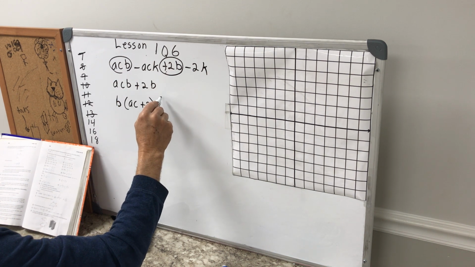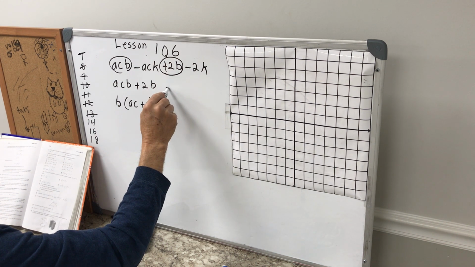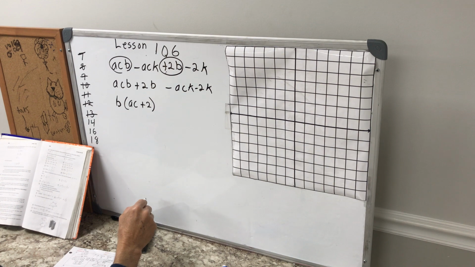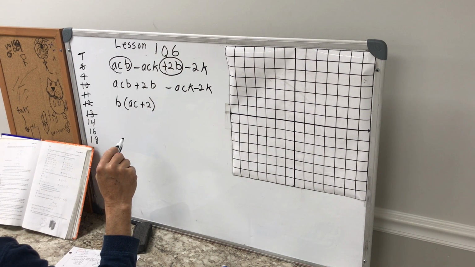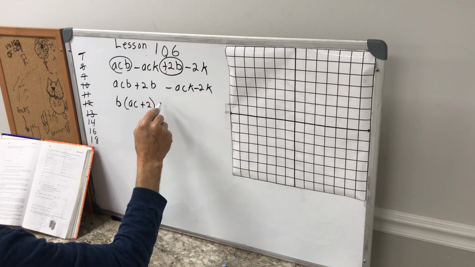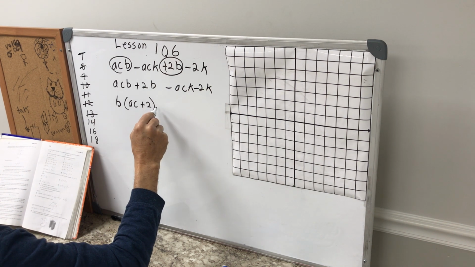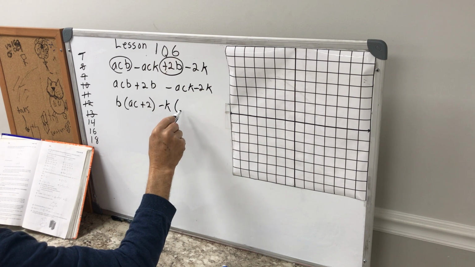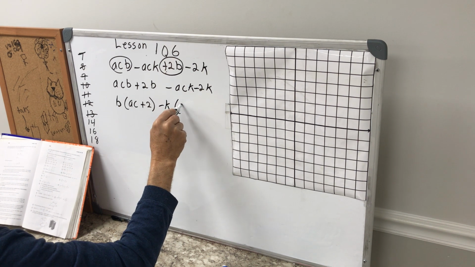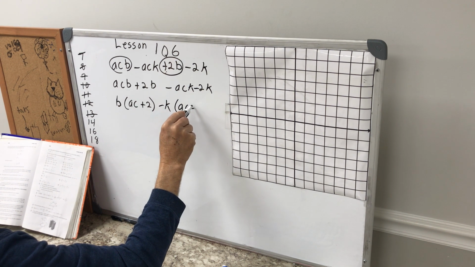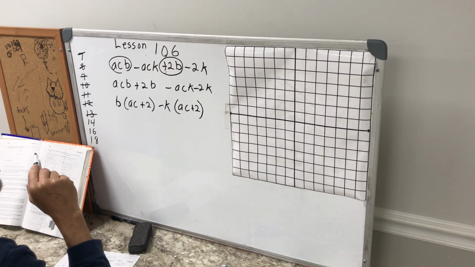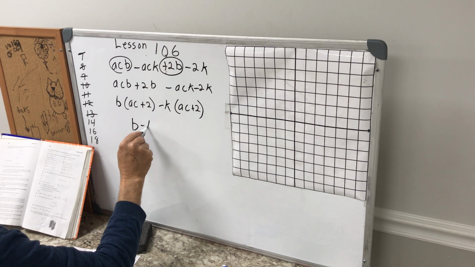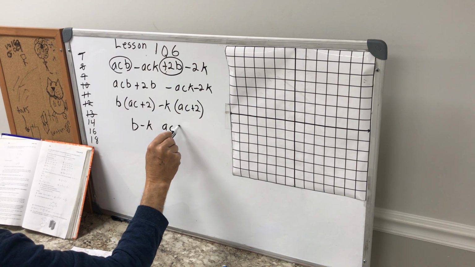Let's go with a negative ACK, negative 2K. We always like to factor the negative out with it. So we got the negative K. Negative K, we end up with AC positive 2 because we factored the negative out. That worked, didn't it? B negative K and AC positive 2.